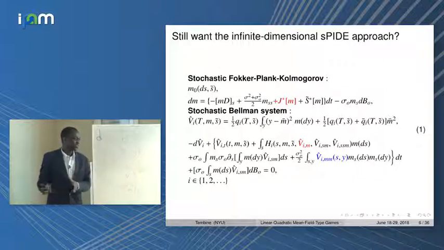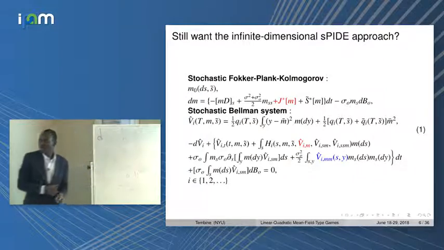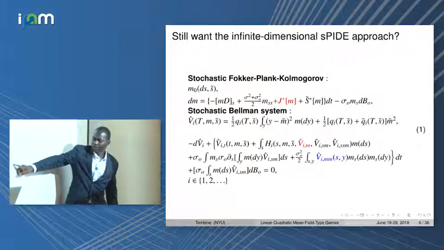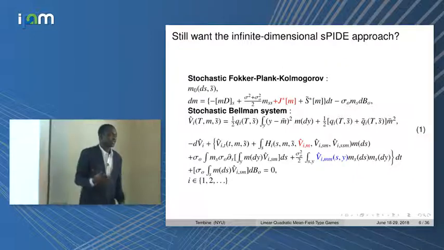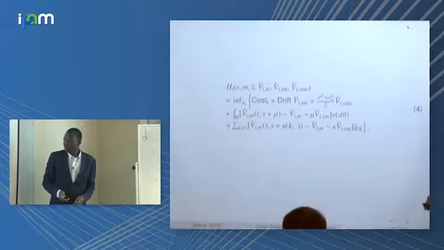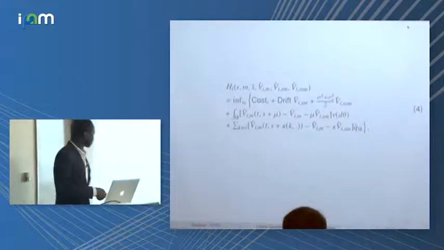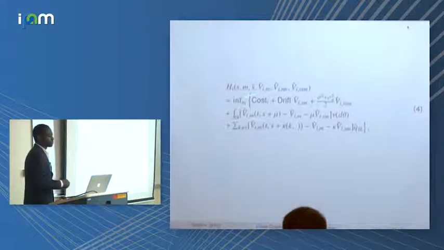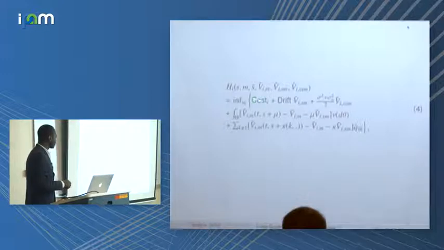This is the situation without constraint. So I'm not involving any constraint. If you want to add constraint, the constraint goes in the control, in the optimization of the Hamiltonian. That brings other difficulties. Okay?